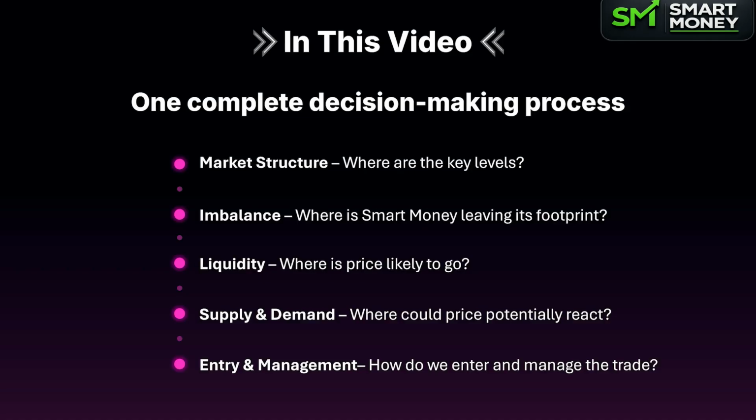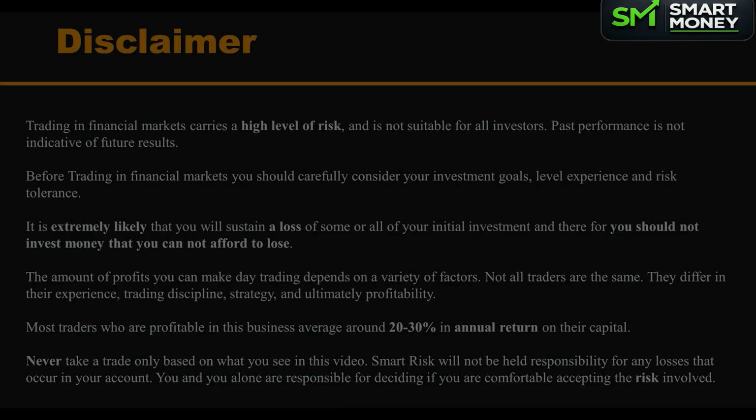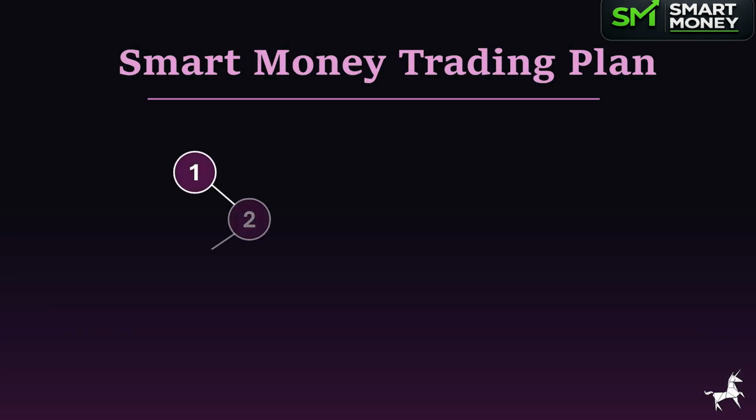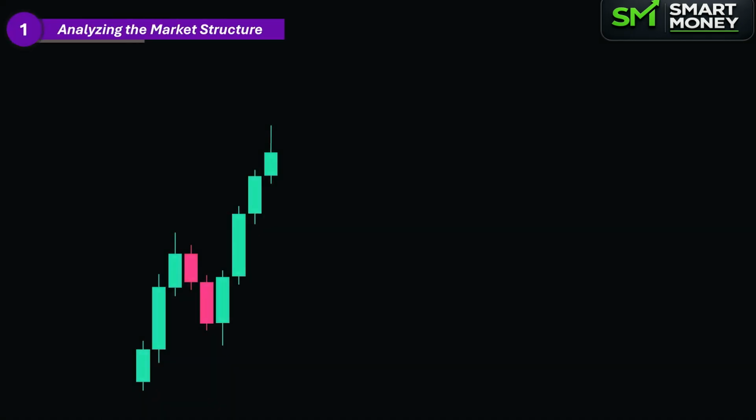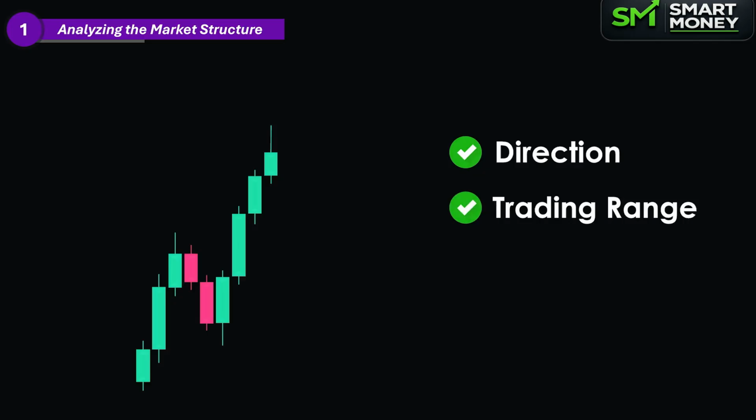Now, if that's something you're interested in, we've simplified this trading plan into 5 simple steps. So let's start with the first one, analyzing the market structure. In this general analysis, we apply the market structure concepts of smart money trading to the chart to find the market direction and define the trading range.